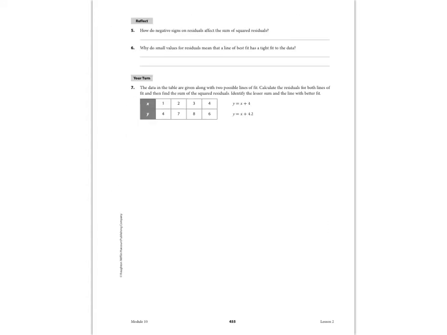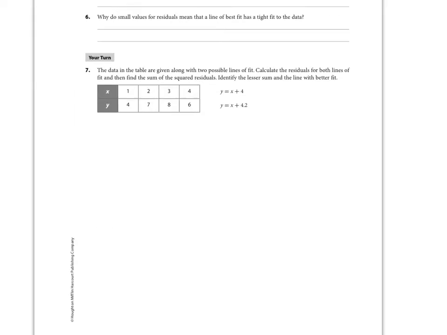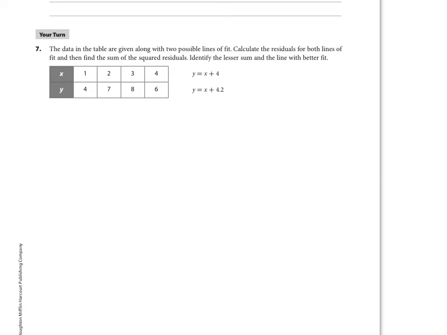Okay, let's go and skip all the way ahead to your turn on page 455. We have this scatter plot here of 4 points, not very many points. We'll usually deal with a lot more points than this because we'll get a better line of fit. But let's say we got this scatter plot and we have 2 lines of fit. So we want to be able to determine which one is better. Does y equals x plus 4 fit this scatter plot better, or does y equals x plus 4.2 fit it better?